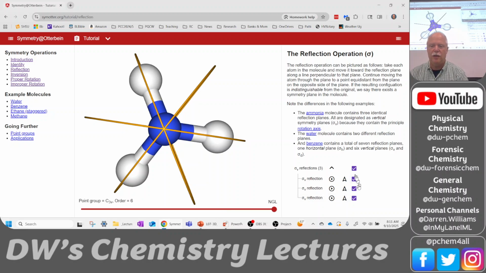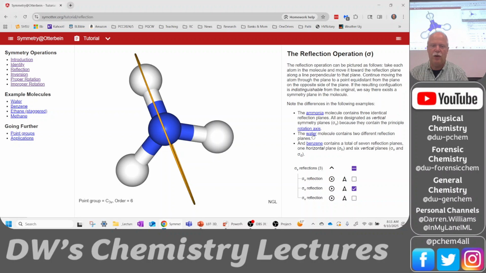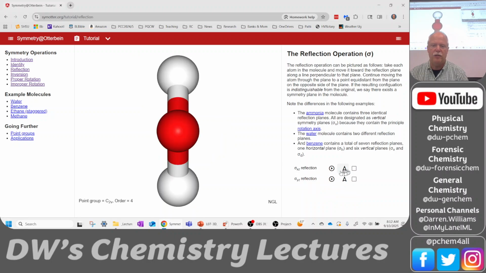Okay, I can turn them all off and I can pick one, and you can see if we reflect in that plane, it's just the left and right side of the molecule reflecting into each other. So that's the reflection plane. You can do this for water as well. So here we have that one.